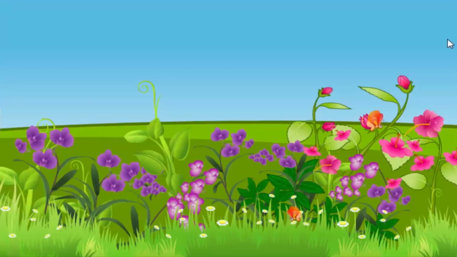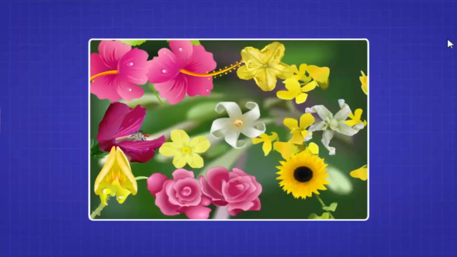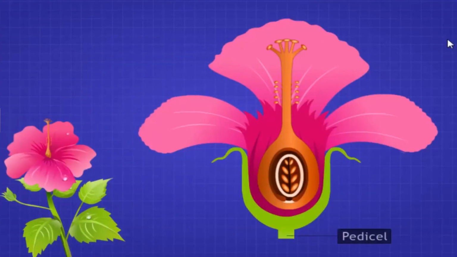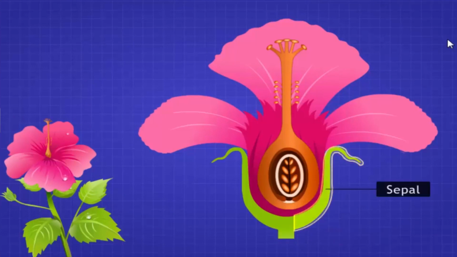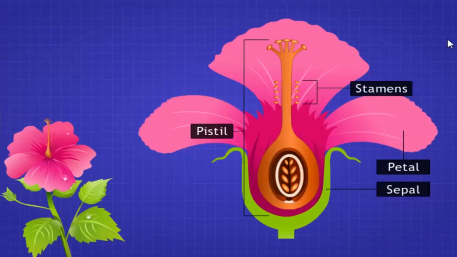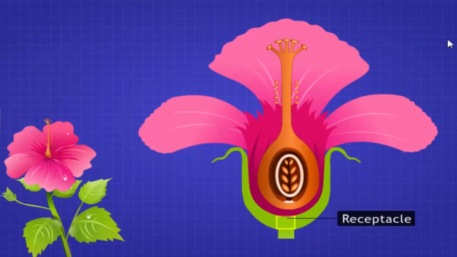Most plants have flowers. They are the most attractive part and the reproductive part of a plant. A flower may have a stalk-like structure called the pedicel. If the pedicel is present, the sepals, petals, stamens, and the pistil are arranged on its flattened tip called the receptacle. However, all plants may not have a pedicel.